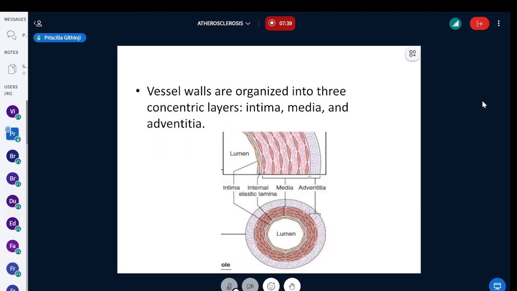So blood vessels are usually organized into three layers. When you cut a blood vessel, it has three layers, what is referred to as intima, media, and adventitia. The intima is the innermost part of a blood vessel, and this is what is lined by the endothelial cells. Then there's a layer that separates the intima from the media, and that is called the internal elastic lamina. Then we have the outer lining of the blood vessel, which is called the adventitia.